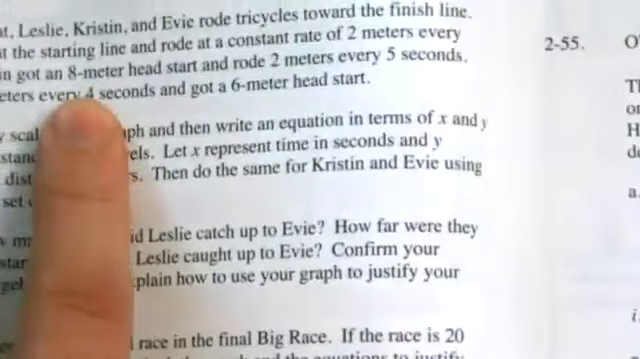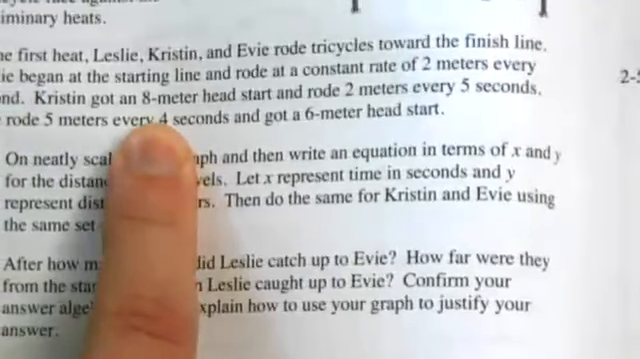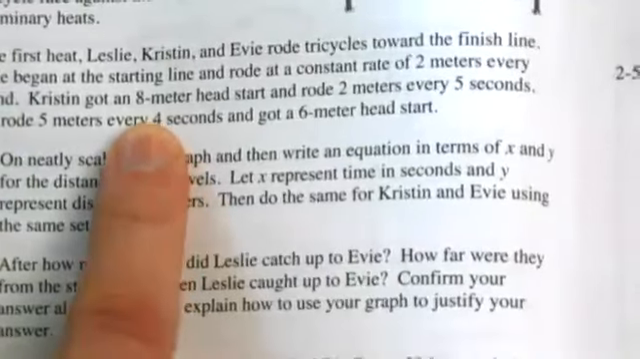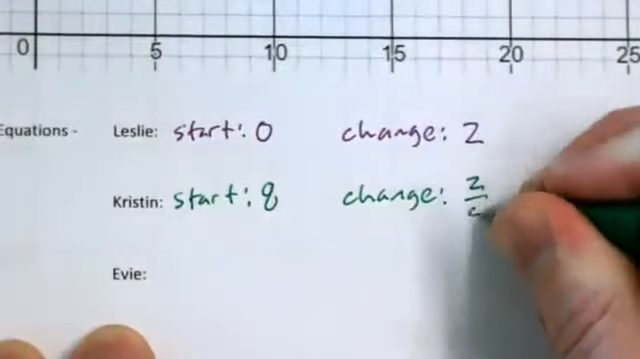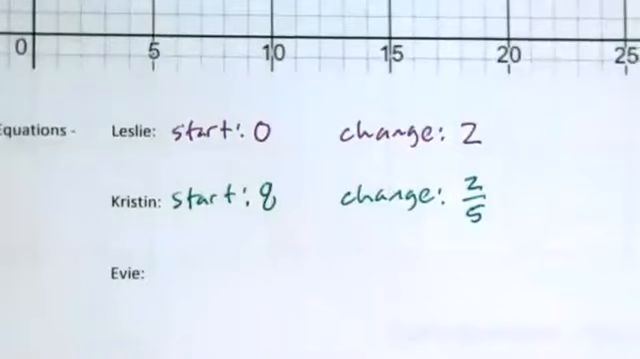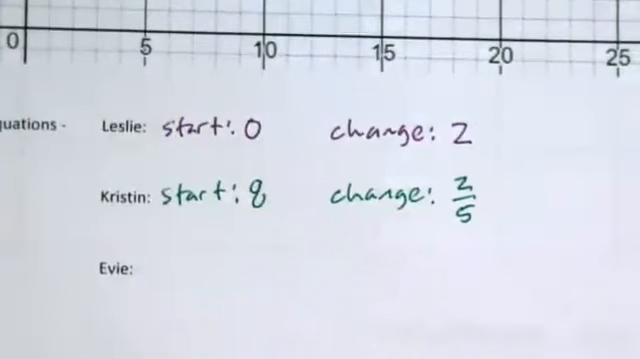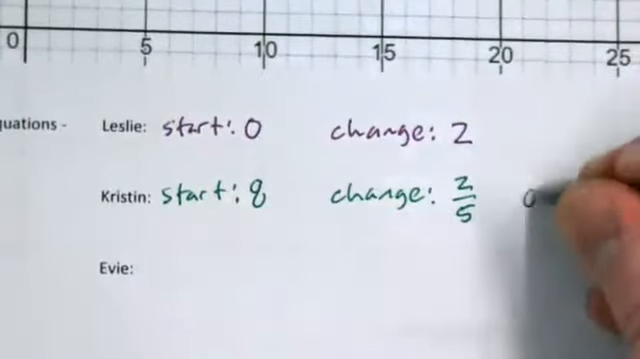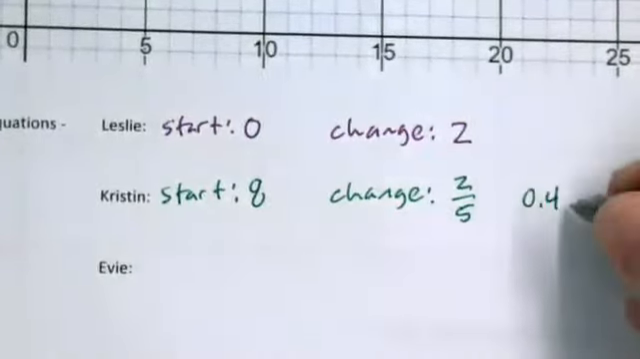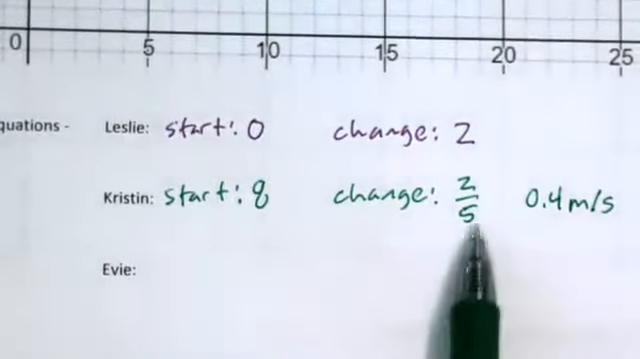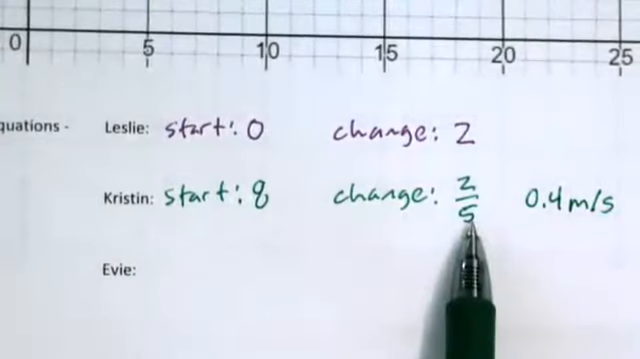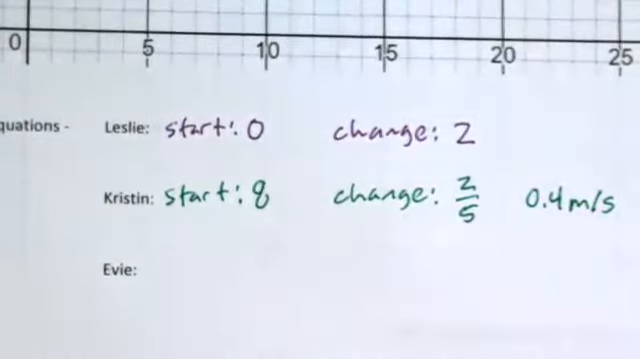Let me read it again. Kristen got an 8-meter head start and rode 2 meters every 5 seconds. 2 over 5. For those with a calculator, could you give me that as a decimal? What is 2 over 5 as a decimal? That's 0.4. So her speed is actually 0.4 meters per second. I would probably express it as 2 over 5, though, in terms of a slope. Same thing, though.